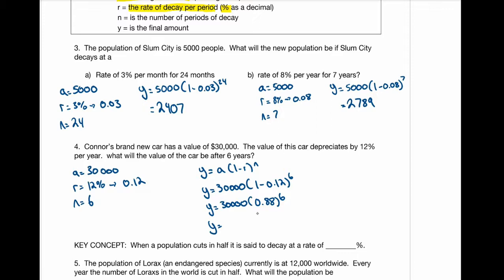When I solve, this just becomes a calculation. Make sure you do your exponent first, then multiply. You should get $13,952.12.